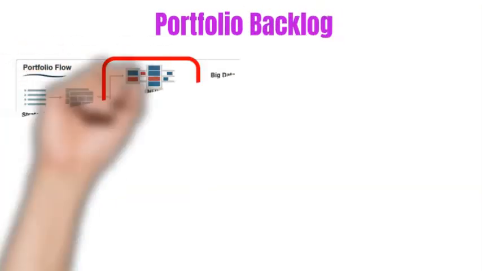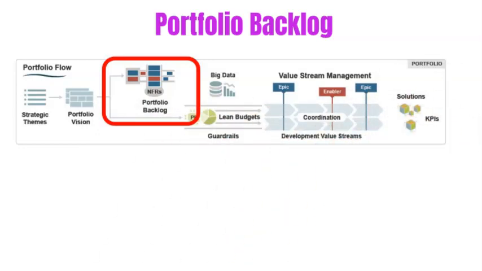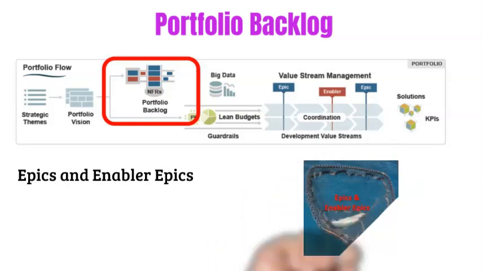Similarly, when we are talking about the portfolio in SAFe, we have portfolio level epics and enabler epics. Epics and enabler epics are at the portfolio level, and they are housed in the portfolio backlog. So the portfolio backlog is a subset of the big, generic product backlog. The portfolio backlog is owned by LPM, Lean Portfolio Management.